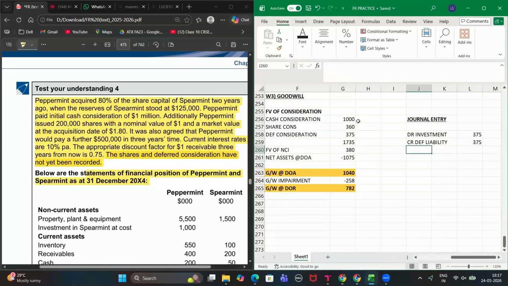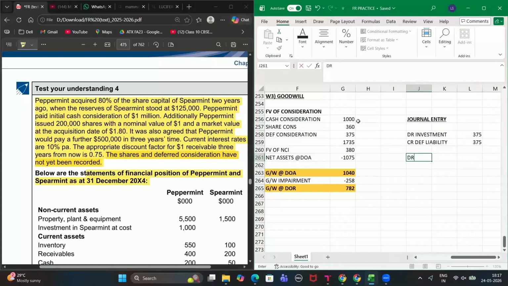See, have they only avoided deferred consideration? Read the question. See, read the highlighted part. Have they excluded something else? Share consideration. So, as a part of issuing shares, what are we receiving? Investment.